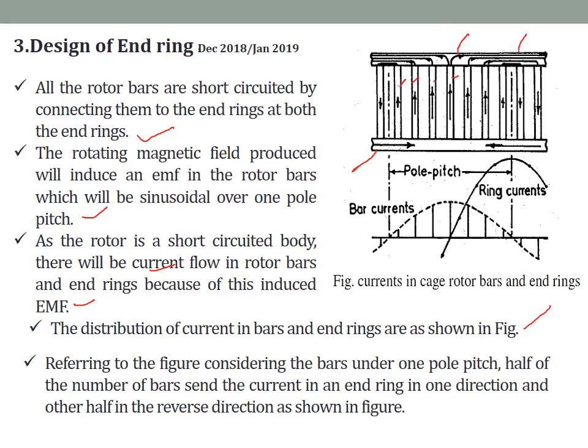Referring to the figure, considering the bars under one pole pitch, half of the number of bars send the current in an end ring in one direction and the other half in the reverse direction, as shown in the figure. See, this is the figure, and this is one pole pitch. Now you can see half of the pole pitch is this. Now you can see the current in the bars. Half will be flowing in this direction, and in the other half the current will flow in the other direction.